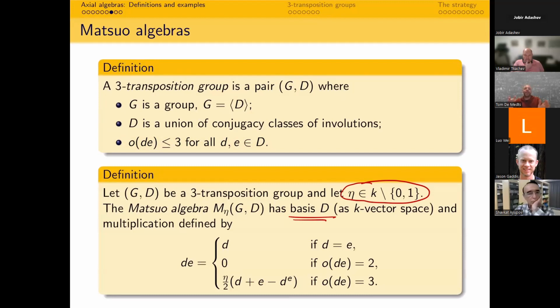So the dimension of this algebra will be precisely the size of my set D. Let me write that down too. The dimension of my algebra is precisely the size of D. And it's defined by very simple relations, namely, first of all, the product of an element with itself is equal to itself. So in other words, these elements are idempotent by definition.